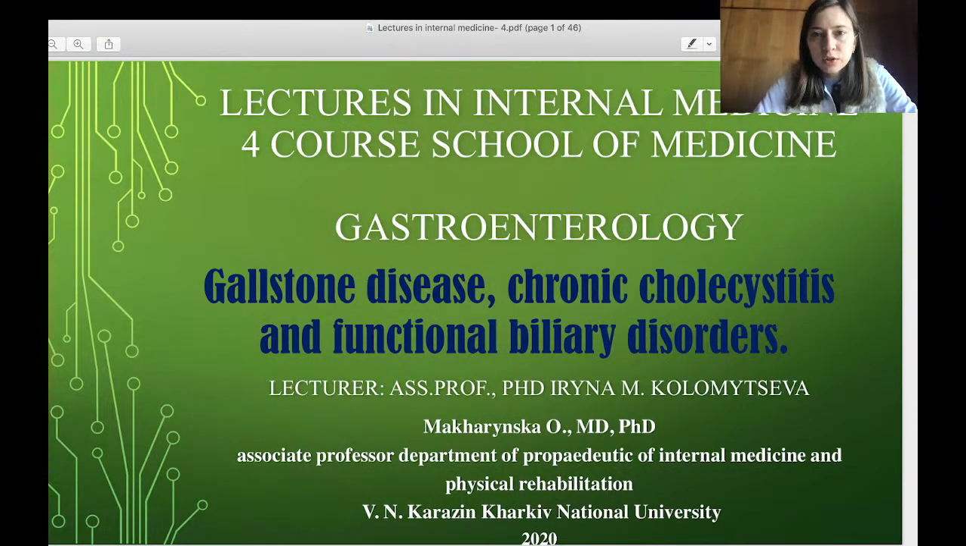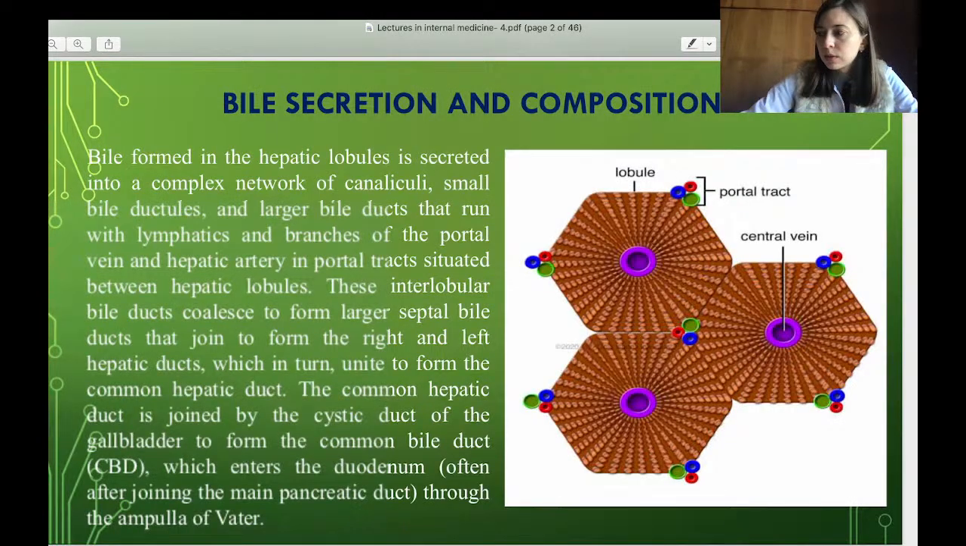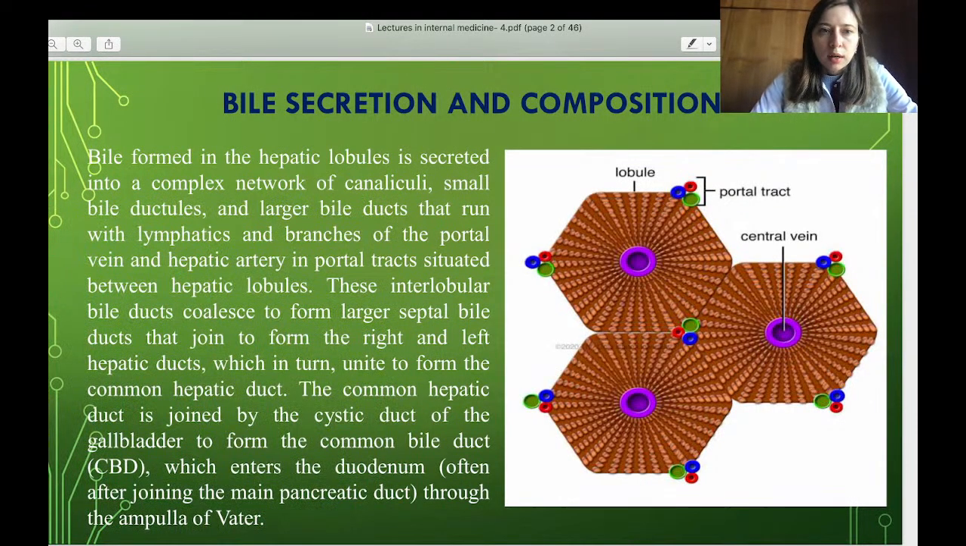Okay, let's start. The topic for today and the name of this lecture: Gallstone disease, chronic cholecystitis, and functional biliary disorders. All about bile secretion and composition.